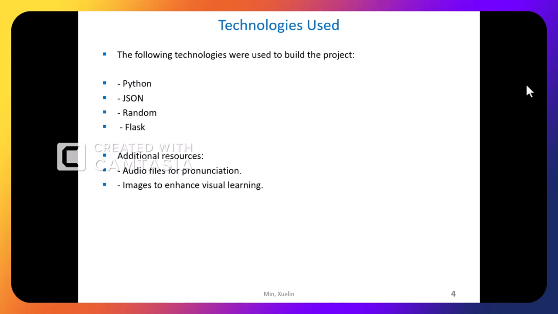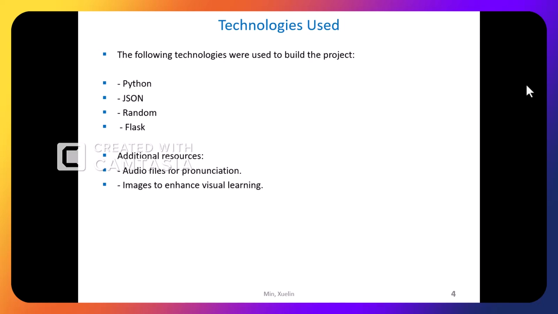Let me give you an introduction to JSON. JSON stands for JavaScript Object Notation. It is a lightweight text-based format used to store structured data. JSON is easy to read and write, and it integrates well with Python. In this project, I use JSON to store the vocabulary dataset. Each category, such as animals, colors, or food, is represented as a key, and the words in that category are stored as a list of values.